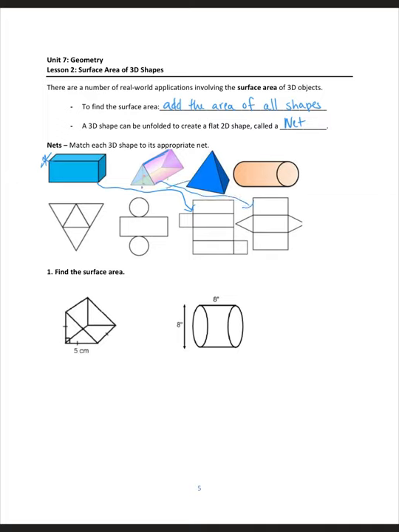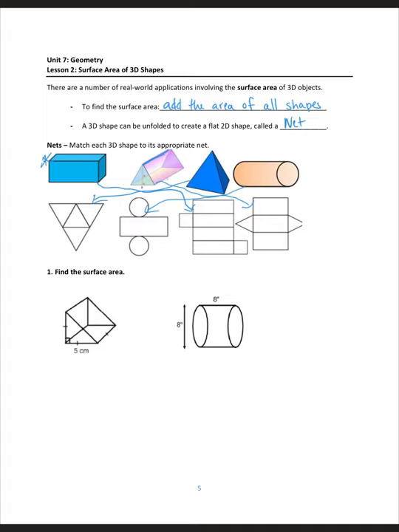Okay, our pyramid here would look like this. And this shape here is called a cylinder. That's going to look like that if we cut it open and lay it flat. So that's just the idea of laying a 3D shape flat to make its appropriate net. So we're going to look at that when we're finding the surface area.